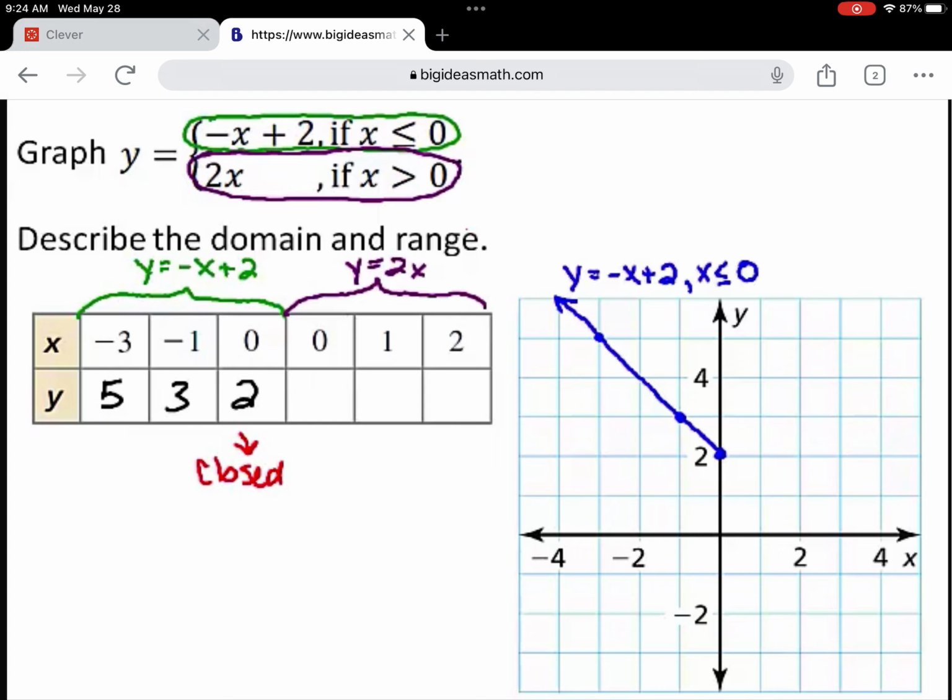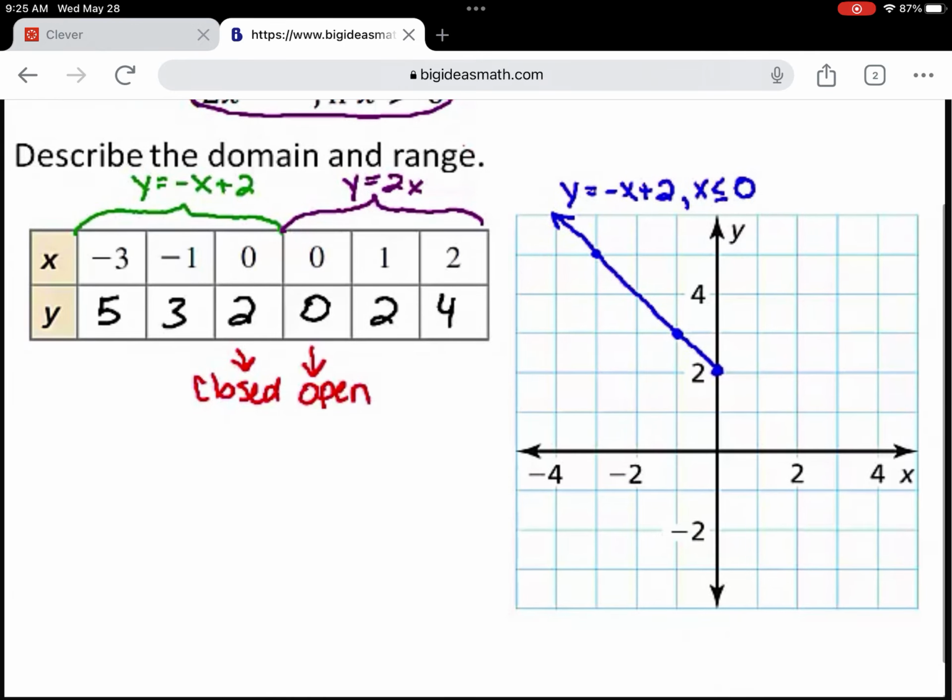Graph y equals 2x for x greater than 0. Substituting 0 for x in y equals 2x gives y equals 0. Substituting 1 for x, you find when x equals 1, y equals 2. Similarly, when x equals 2, y equals 4. Because x is not equal to 0, use an open circle at 0, 0. Then plot the points 1, 2, and 2, 4.